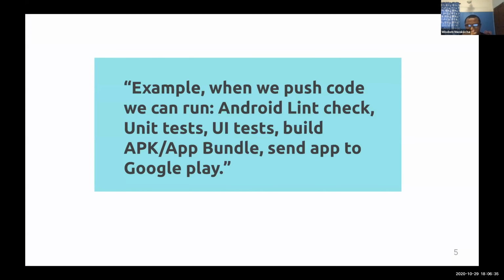All right, so for example, when we push code, we can run Android lint check to check if everything is all right. You can run your unit tests, you can run your UI tests, you can also build your APK or app bundle, and you can also send your app to Google Play Store. How easy is that. So you don't have to go over to Google Play Store to upload your new APK or your new app bundle, which is quite recommended. You just do that from your local repository. You make all your changes, you push, and automatically with Bitrise, it sends everything down, your new changes, to your Android Google Play Store account.